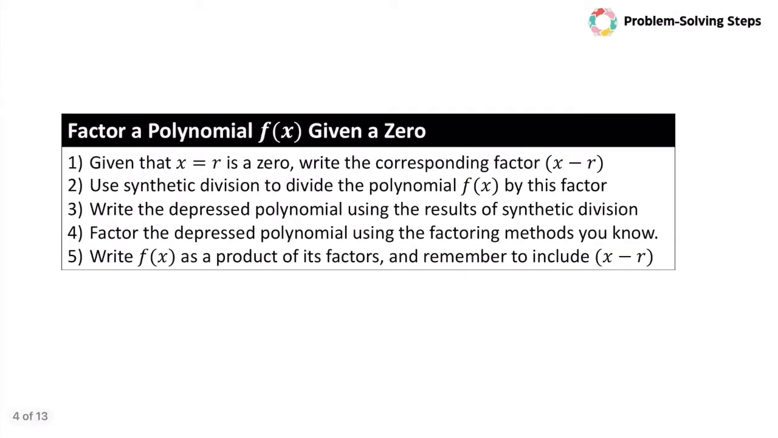So we can expand on these ideas and then factor a polynomial f of x if we're given just one of its zeros. So given that x equals r is a 0, we can write the corresponding binomial factor x minus r. Then we can use synthetic division to divide the original polynomial f of x by this factor. Remember, that'll give us a depressed polynomial that we can write, and then we can factor that depressed polynomial using the factoring methods that we talked about a few lessons ago. And then we can finally write f of x as a product of its factors, and remember to include the x minus r that we originally factored out.